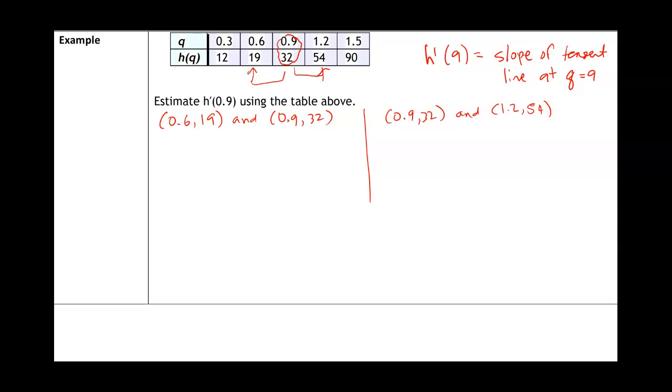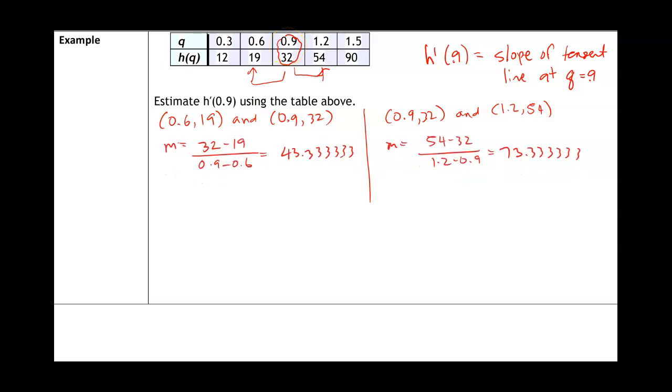So first we take the slope between (0.6, 19) and (0.9, 32). So the problem we have is h prime of 0.9. So first let's find the slope between these two points. That'll just be y2 minus y1 over x2 minus x1, which is going to be 43.3333.